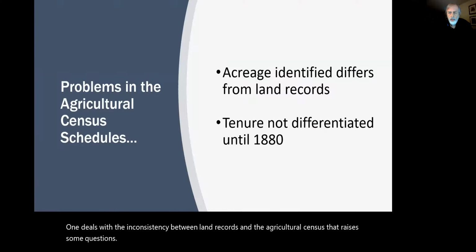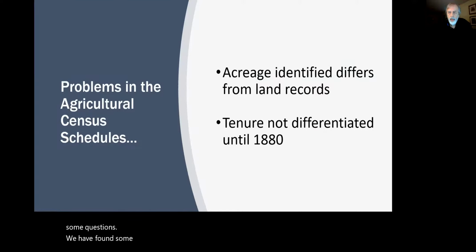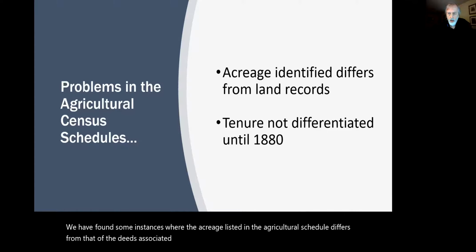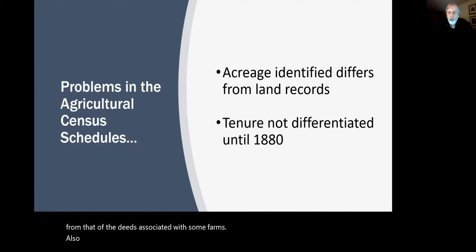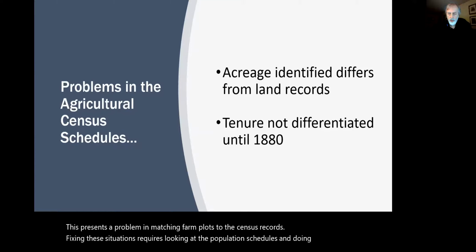We have found some instances where the acreage listed in the agricultural schedule differs from that of the deeds associated with some farms. Also, before 1880, the agricultural schedules do not delineate between landowners and tenants. This presents a problem in matching farm plats to the census records. Fixing these situations requires looking at the population schedules and doing some genealogical research on the owners.